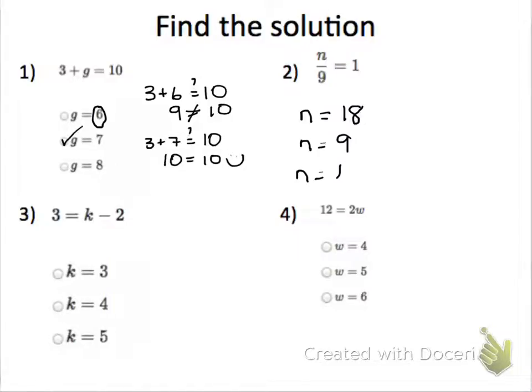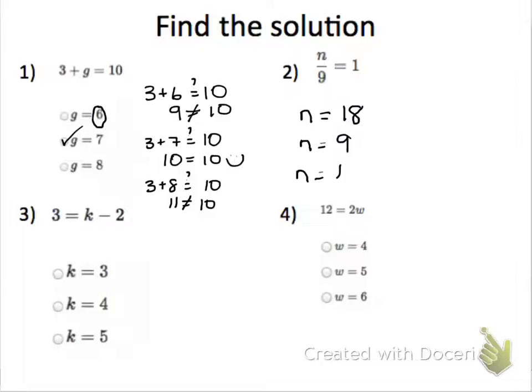Let's test it once more with g equals 8. 3 plus 8, is that equal to 10? 3 plus 8 is 11. 11 is not equal to 10, so that means this is not my solution. And the only solution I have is g equals 7. Okay, let's do number 2 over here.